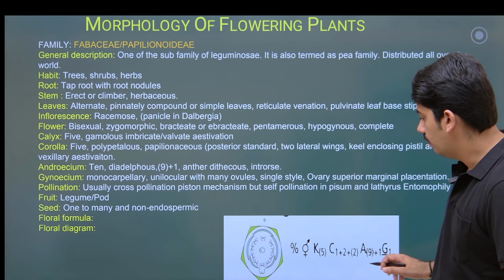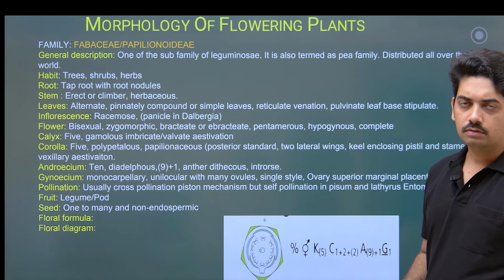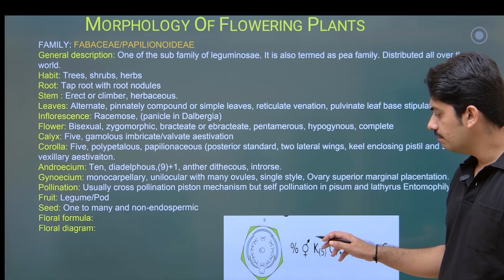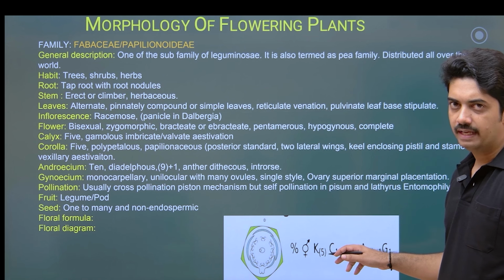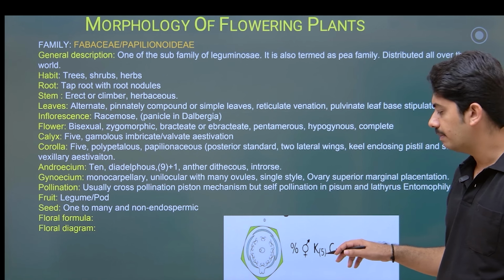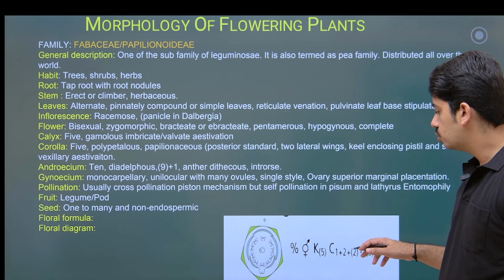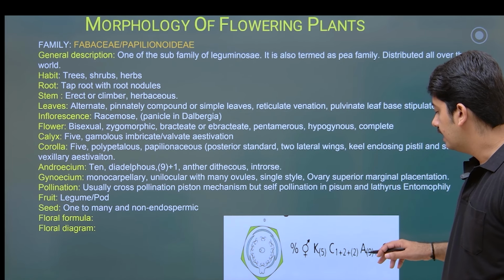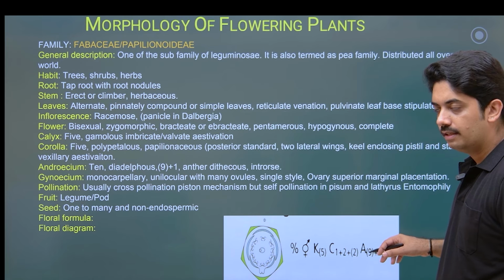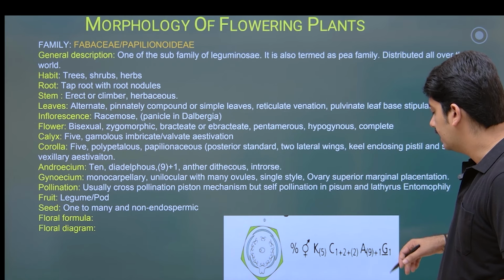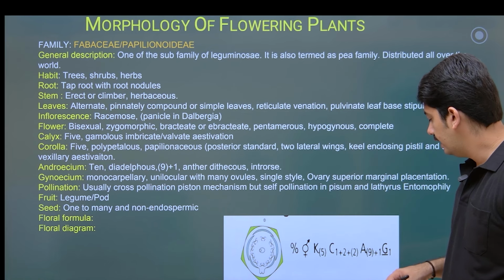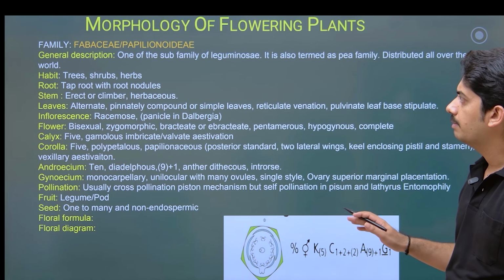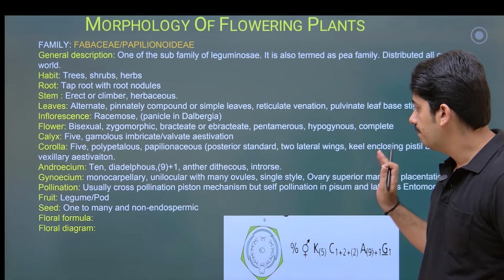And this is the floral formula. Zygomorphic flower, only in one plane you will get equal halves. Bisexual, then calyx 5, they are all fused, that is why shown in the bracket. Corolla 1 plus 2 plus 2, and the keel petals are fused, so shown in the bracket. 9 stamens are fused, that is why 9+1 arrangement. Then gynoecium, superior ovary, and it is a single carpel. Okay, so this is about the Fabaceae description.